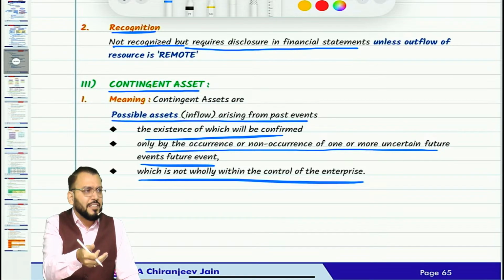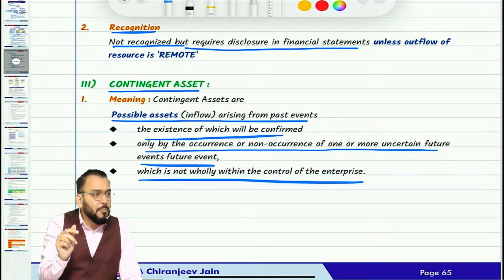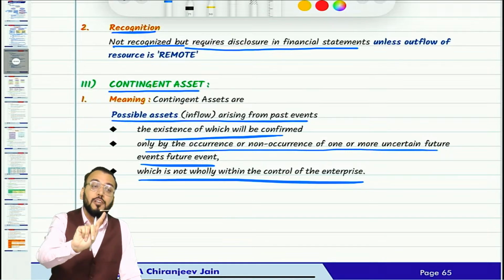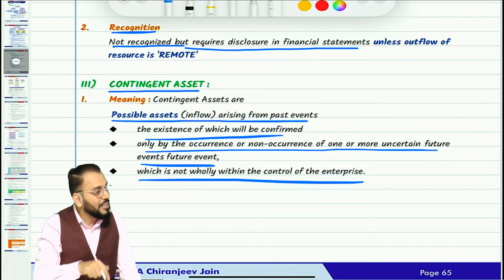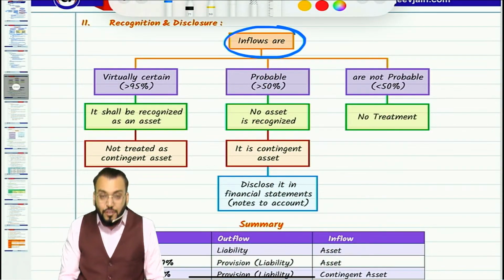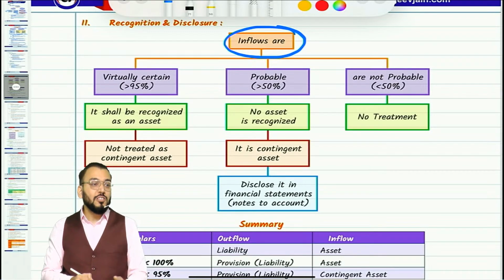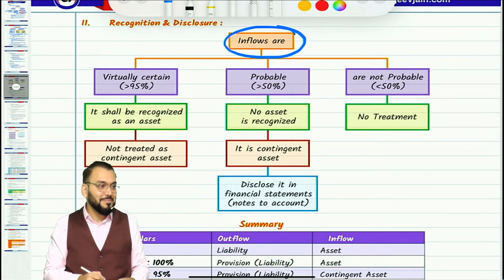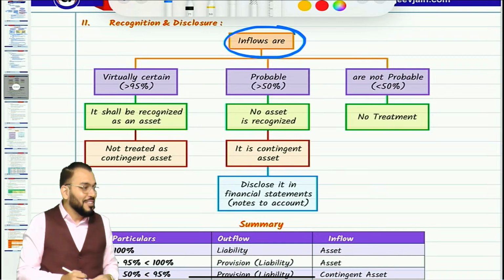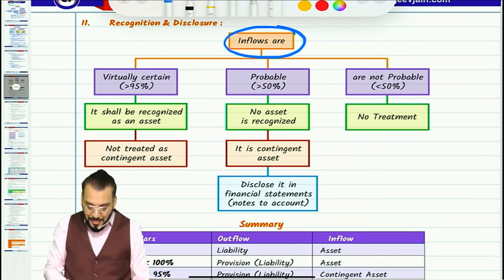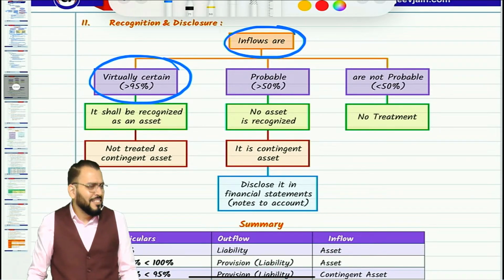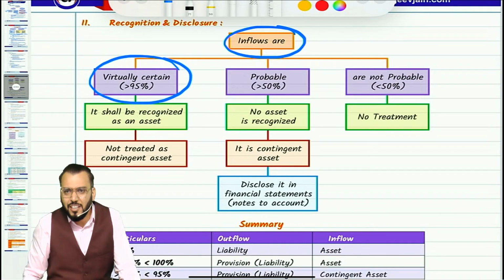Now when I say possible asset, means inflow. Means now we need to think about the probability of inflow, as we discussed the probability of outflow in the case of liabilities. So here we'll discuss the probability of inflow. So what Ind AS 37 says about recognition and disclosure is that if inflows are virtually certain, understood? Inflows are virtually certain means certain only.